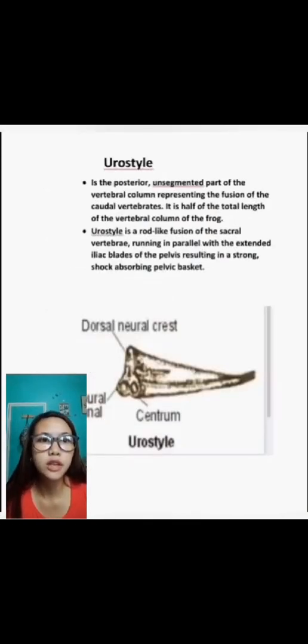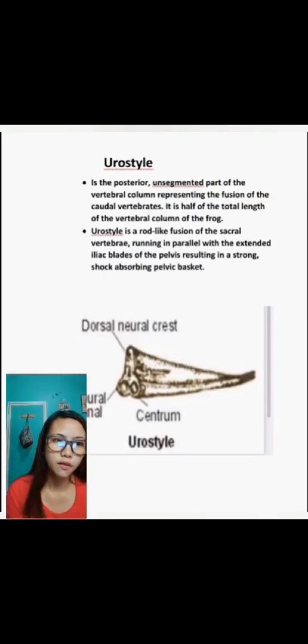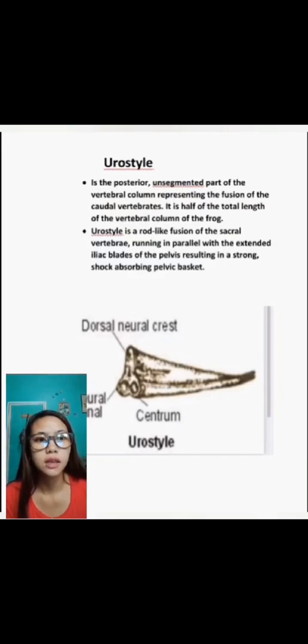It is the posterior unsegmented part of the vertebral column representing the fusion of the caudal vertebrae. It is half of the total length of the vertebral column of the frog. Urostyle is a rod-like fusion of the sacral vertebra running in parallel with the extended iliac blades of the pelvis, resulting in a strong shock-absorbing pelvic basket.